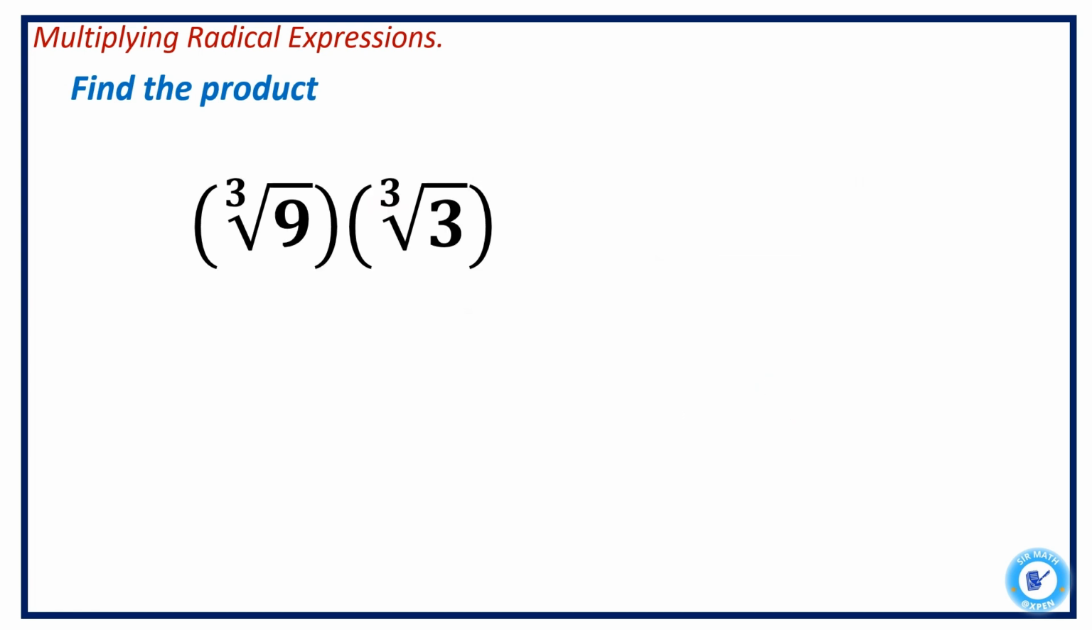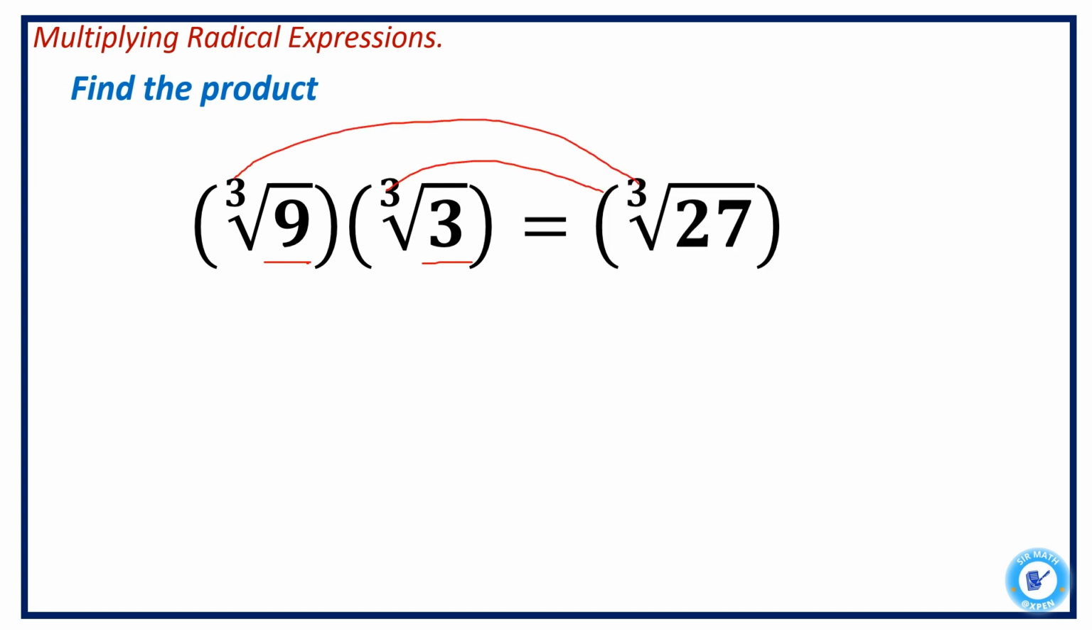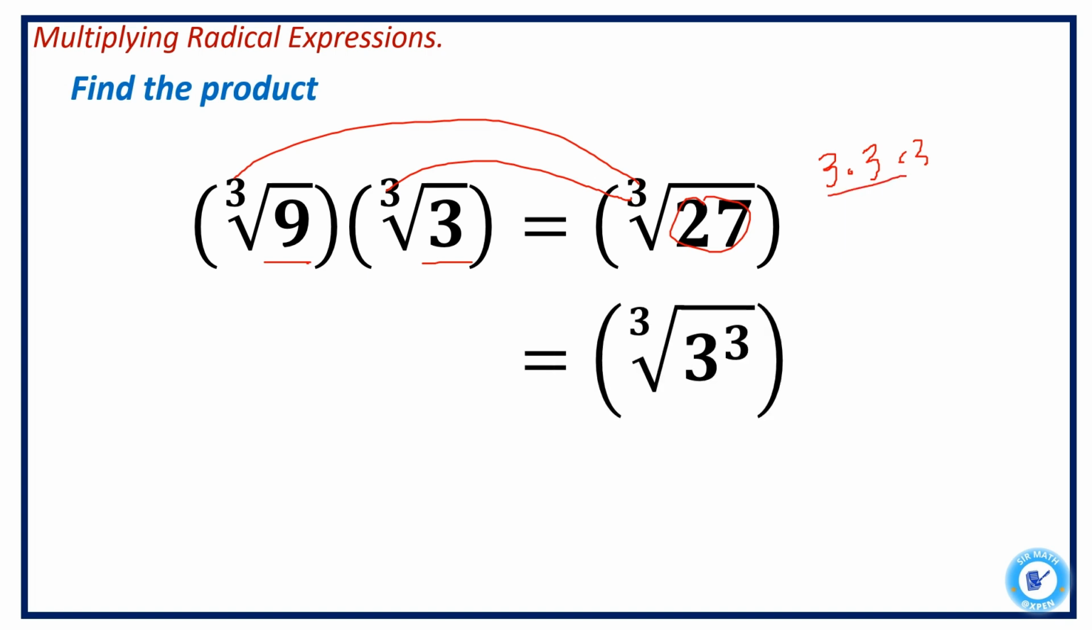Let's solve the next problem. We're going to multiply the cube root of 9 and the cube root of 3. Step number 1 is to multiply your radicands, and that's 9 times 3, which is 27. Just simply copy your index. Then, since 27 is a perfect cube, let's rewrite 27 into this form. Since 3 times 3 times 3 is also equal to 27, we can write their factors into an exponential form.